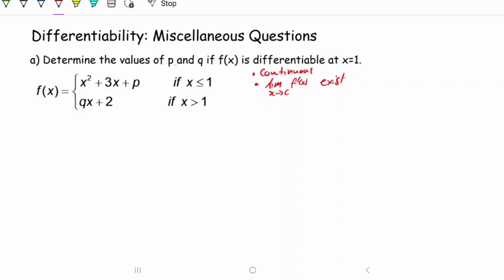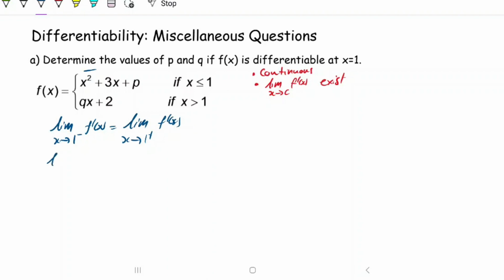So determine the values of p and q if f is differentiable at x equals 1. So what we do understand is that a function is differentiable if the limit exists. So we'll take the limit as x tends to 1 from the left. If we go to 1 from the left, we bump into this function, but therefore we need the derivative of this function. So the derivative of that function must equal the limit, as you approach 1 from the right, of the derivative of that function.